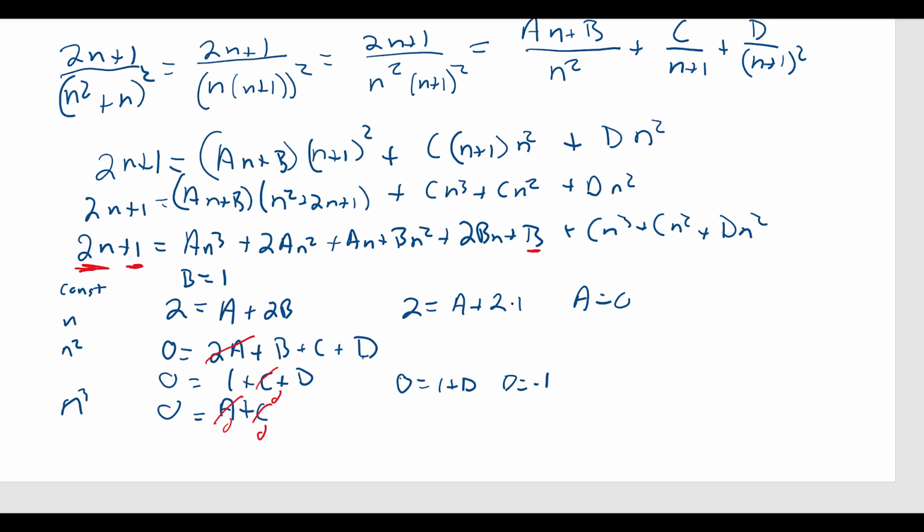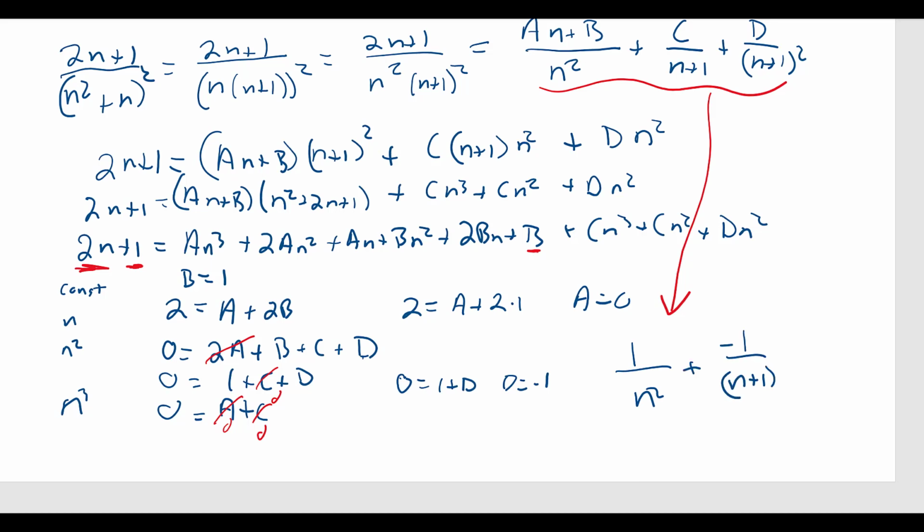So if we go back up to our structure, we will have 1 for the b over n squared plus negative 1 over n plus 1 squared. That gives what this student has, good job: 1 over n squared minus 1 over n plus 1 squared. And that's how you do that decomposition.